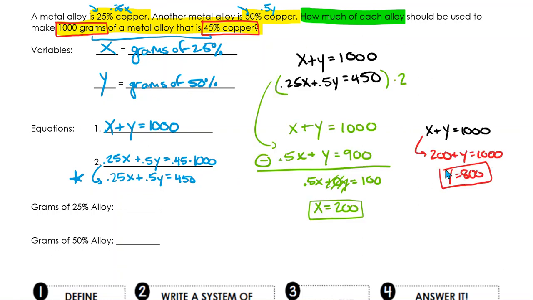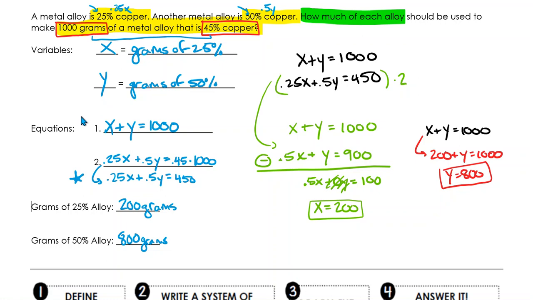All right, so I chose to use elimination here. I chose to eliminate y using a common multiple of 1, so we multiply the second equation by 2. That eliminated y and gave us an x value of 200, so I know that I need 200 grams of 25%. Use the g for grams, or write the word out. And then for y, once I substitute back in, I get 800, so I'm going to need 800 grams of the 50%. So with the mixture problems, there are two equations.